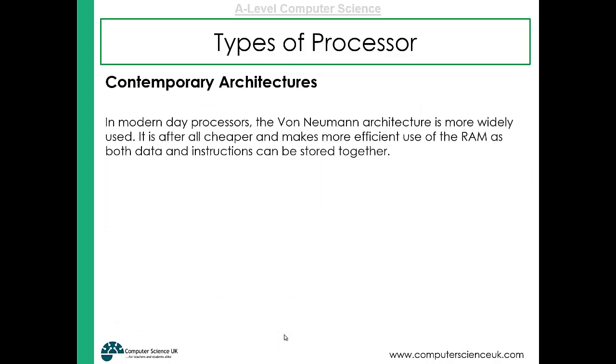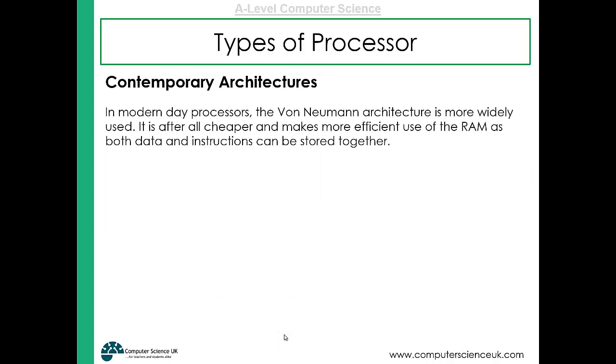Okay, contemporary architectures. So modern day processors still do use the von Neumann architecture. It's very, very widely used. It is, after all, cheaper to manufacture. It makes more efficient use of RAM. Data and instructions can be stored together. So you're not wasting that space in RAM, so it's much more efficient.